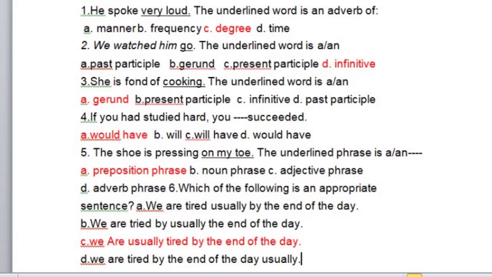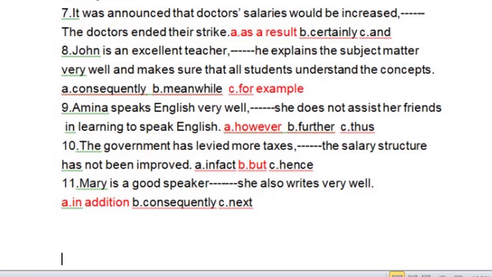Question number 6. Which of the following is an appropriate sentence? A. We are tired usually by the end of the day. Here, adverb of frequency is used after the subject. The adverb of frequency is used. That's why we are usually tired. C option is correct.